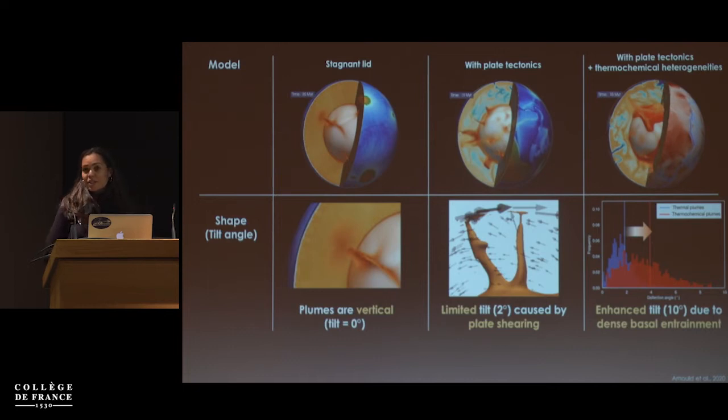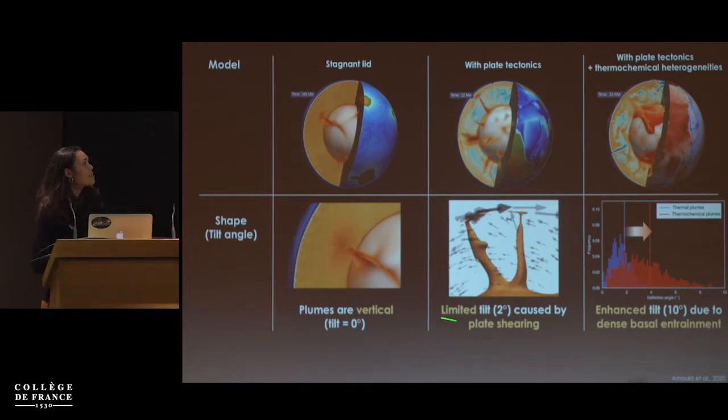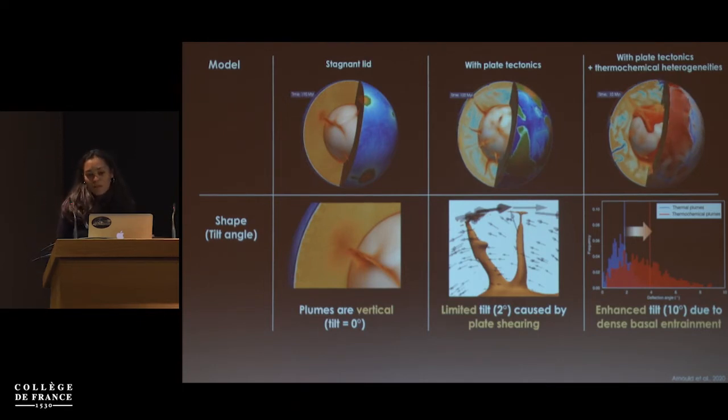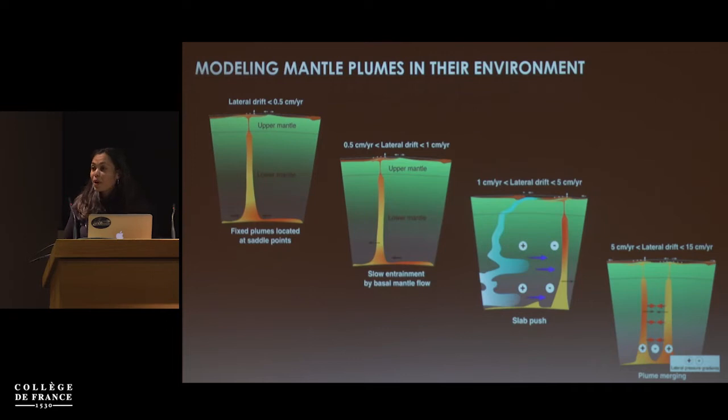And then what we can do as well is to try to look at their shape, to try to characterize them in these models. So here you can see again that in a stagnant lid model, plumes are quite vertical, whereas when they interact with their environment, and if the environment is quite heterogeneous, then you can see limited tilting, or more pronounced tilt if you have thermochemical piles. And so from all of these observations, we can actually build a number of different categories of mantle plume behavior depending on their environment.